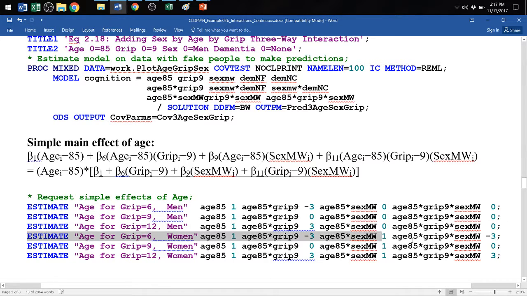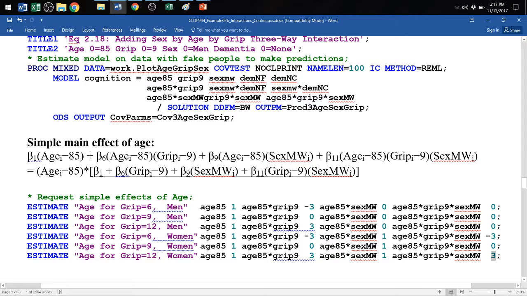Let's go down to this one right here. Women who are on the weak side. Grip of 6. If I want a grip of 6, I fill in -3 for grip. I fill in 1 if I want a woman, and -3 times 1 is, hey, -3, yes. Not a trick. Not a trick, I swear. And then a strong woman would be a 3 and a 1, creating a 3.